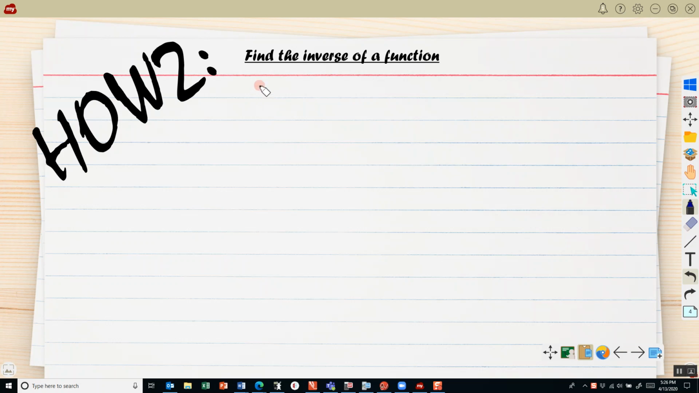Okay, in this how-to, we are going to find the inverse of a function. I've got three different examples going progressively from easy to more difficult. And the first one is, let's find the inverse of f of x equals 7x squared minus 3.